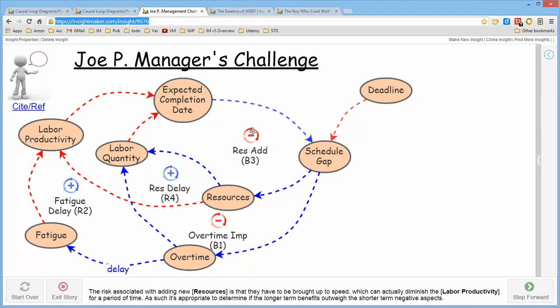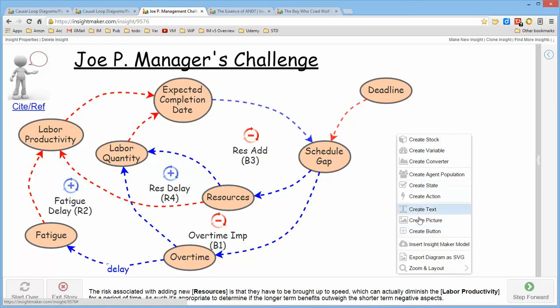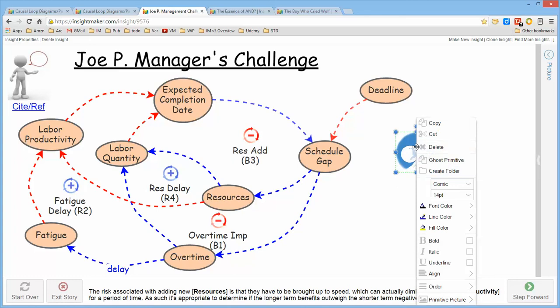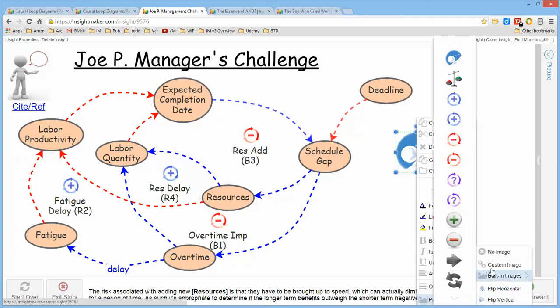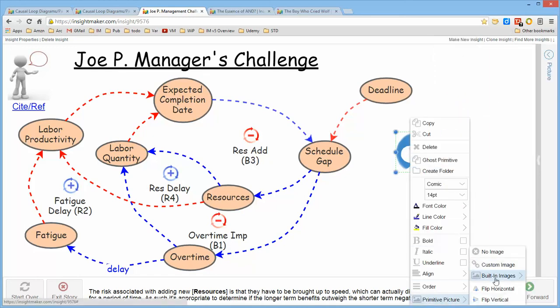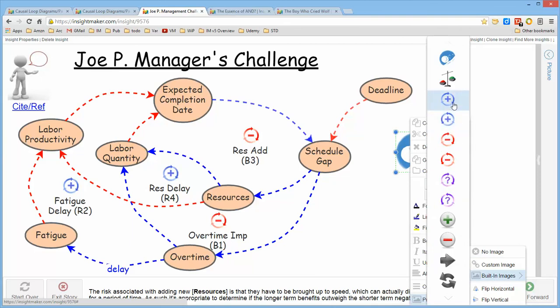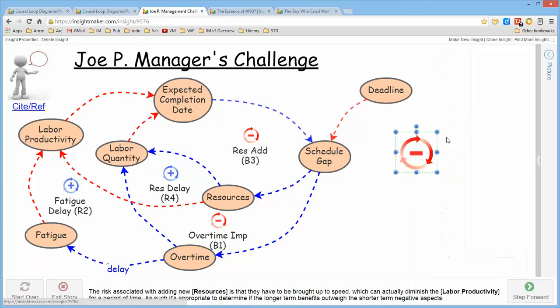These loop indicators are done with what's called a picture variable. Create a picture, and with the internally defined images, you can select from this drop down. In other words, if you right click on this and go to picture primitive, and tell it to use the built-in images. Here are the clockwise and counterclockwise reinforcing loop indicators, clockwise and counterclockwise balancing loop indicators, and these are for when the loop is indeterminate for some reason. So I could select this and label it as the clockwise balancing loop indicator. So you just create those and resize them and put a label on them that's appropriate for what it is that you're identifying.